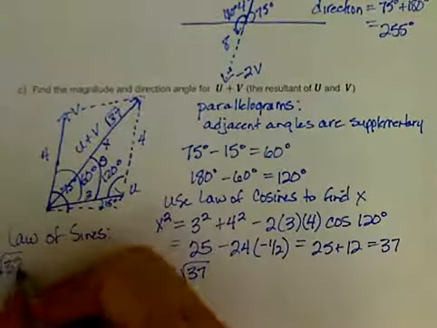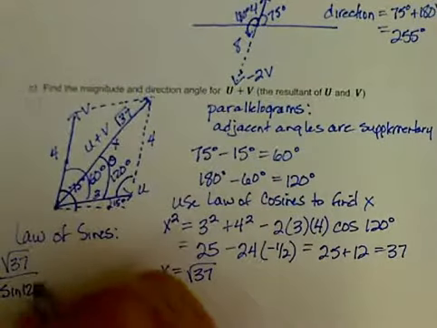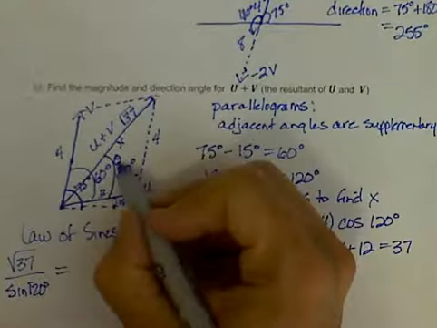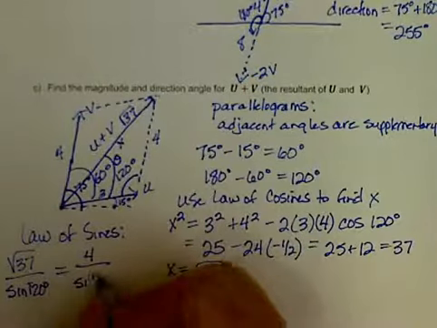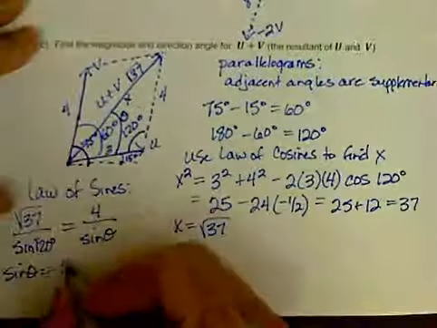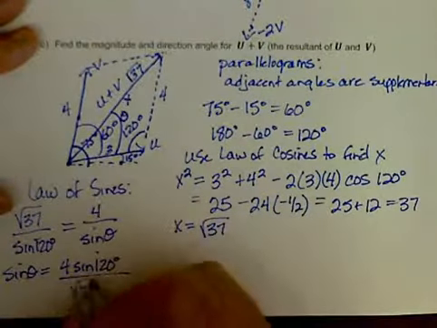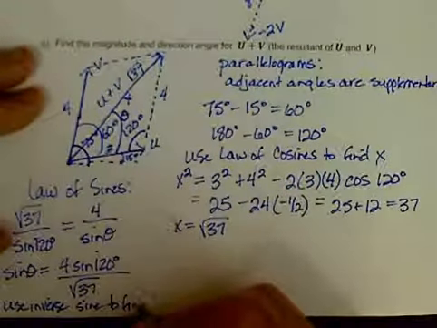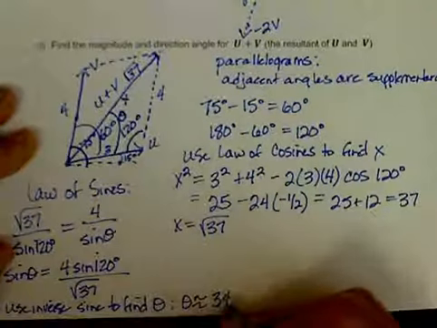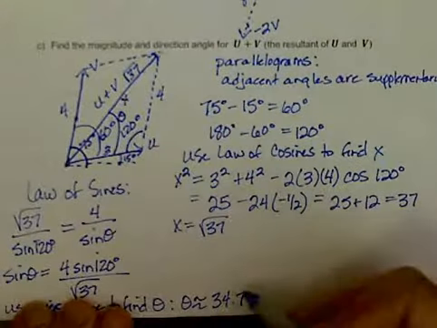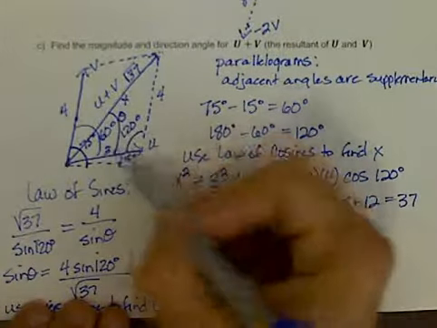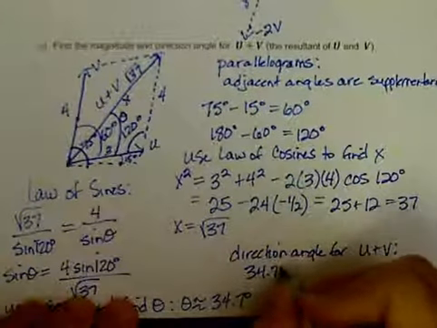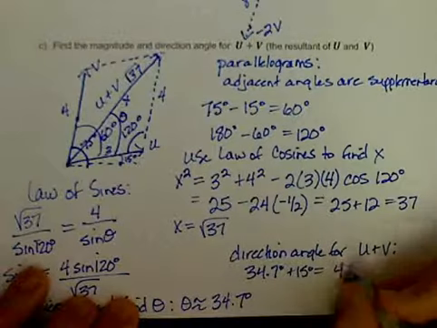So we have the square root of 37 over the sine of 120. And then we want to find the theta, so we're going to do this side over the sine of this angle. We'd have 4 over the sine of theta. First we're going to solve this for the sine of theta. That would give us 4 times the sine of 120 degrees divided by the square root of 37. Once we have that, then we're going to do the inverse sine to find our angle theta. It turns out that theta is approximately 34.7 degrees. And now for the direction angle for our resultant vector, we're going to take that angle plus the 15 degrees. So our direction angle for u plus v is going to be 34.7 plus 15 degrees, and that gives us 49.7 degrees.